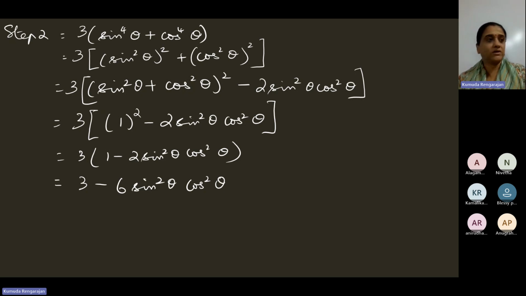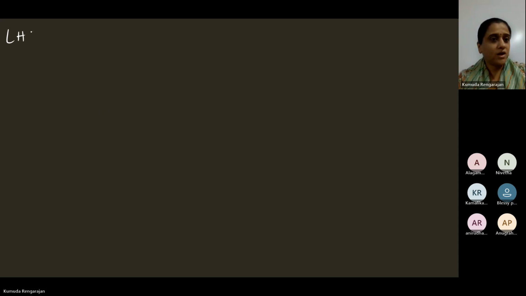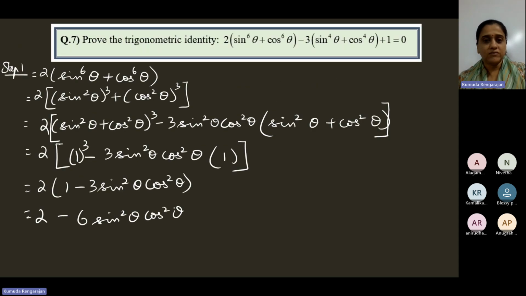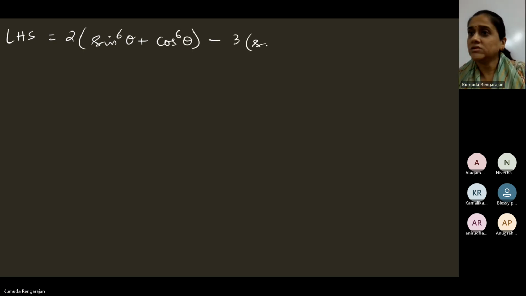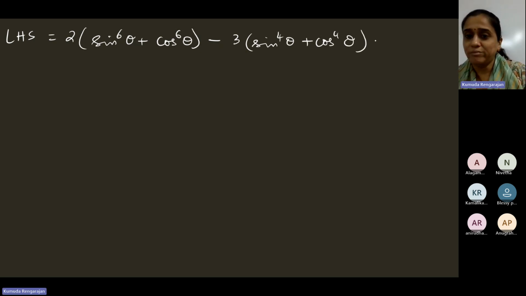Now we'll put everything together. In step 3, we'll have the LHS. Step 3 is the LHS. Now the LHS is equal to, we'll have to write this answer. Correct? You can write the LHS also if you want. Just read it for me. 2 into sine theta to the power 6 plus cos theta to the power 6, then minus 3 into sine theta to the power 4 plus cos theta to the power 4 plus 1. Okay. This is the LHS.